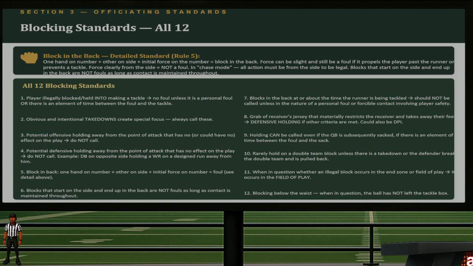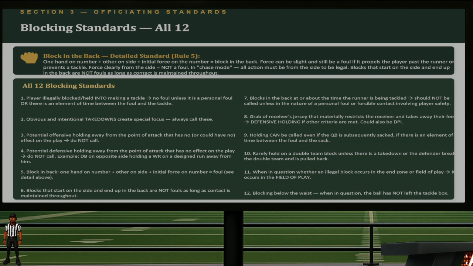Standard 9. Holding can be called even if the quarterback is subsequently sacked, provided there is an element of time between the foul and the tackle. Standard 10. Rarely should holding be called on a double team block unless there is a takedown or the defender breaks the double team and is pulled back. Standard 11. When in question whether an illegal block occurs in the end zone or the field of play, it occurs in the field of play. Standard 12. Regarding blocking below the waist, when in question, the ball has not left the tackle box.